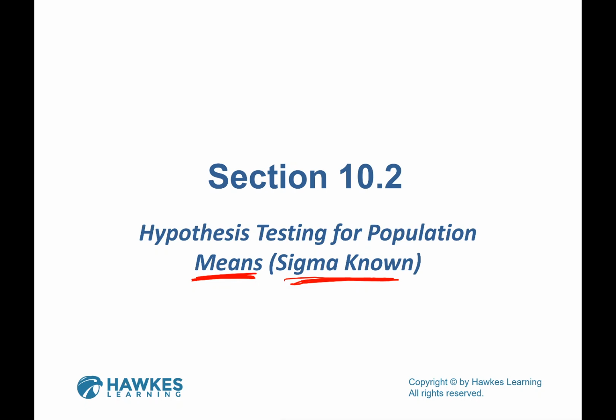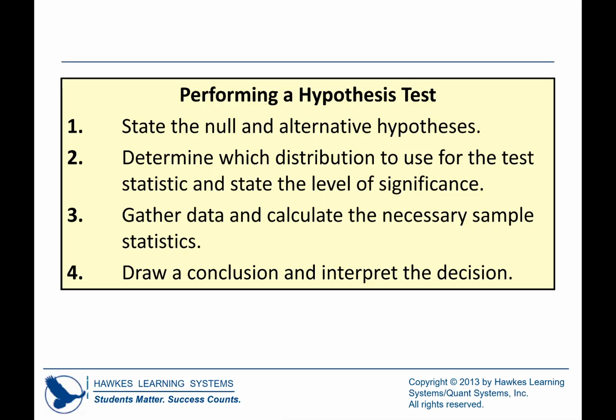All right, so here's our general outline again. When we're doing one of these hypothesis tests, we have to start by coming up with and stating our hypotheses. Then next we'll figure out what type of distribution to use. For us, we have two that we use sometimes: we have Z and we have T. And then we'll state the level of significance. Then we'll calculate our sample statistic, or our test statistic, really. And then we'll draw a conclusion.